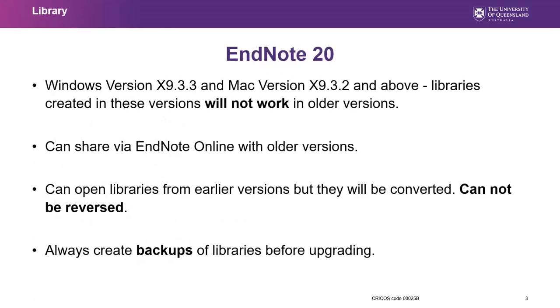In the newer versions of EndNote, which are Windows X9.3.3 and Mac X9.3.2 and above, libraries that are created in these versions will not work in older versions of EndNote. You are able to share references from a newer version with an older version via EndNote Online. When you open a library from an earlier version in these later versions, it will be converted. Please note that this cannot be reversed. However, EndNote should retain the original version. But before doing any upgrading, always create a backup of your library so you have something to go back to if the worst happens.